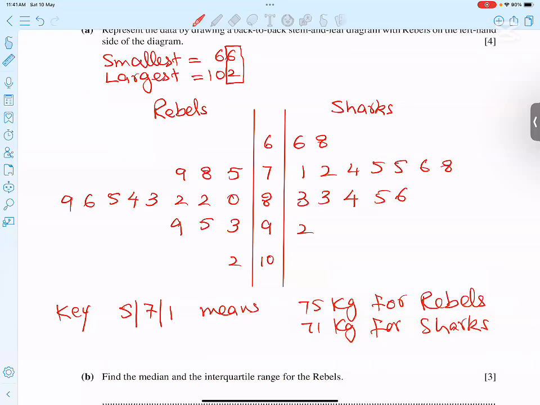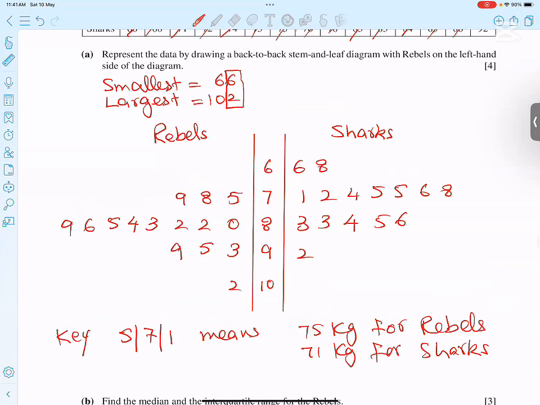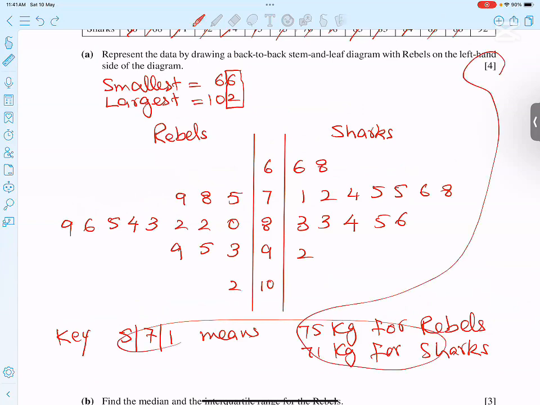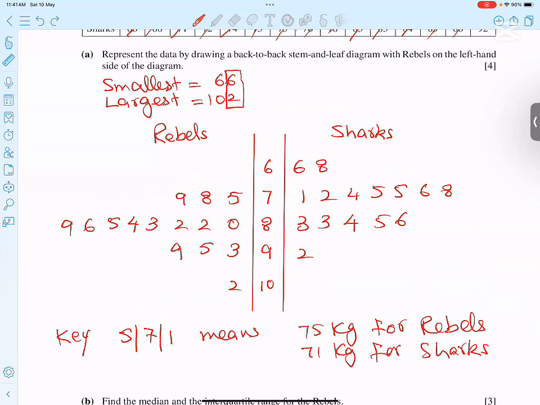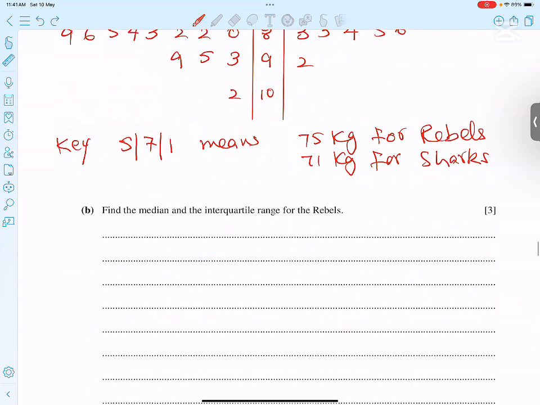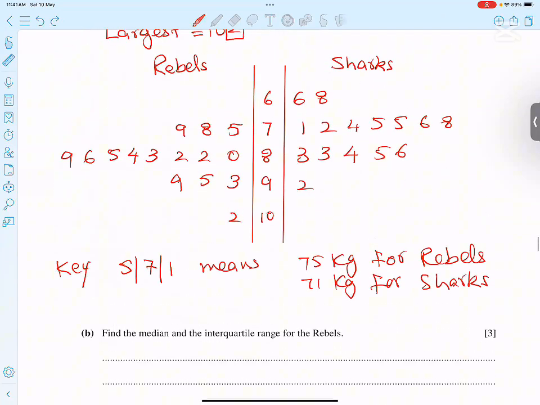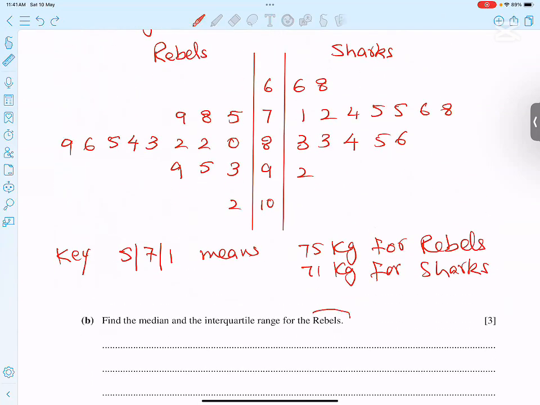All right, so this is done. So 3 marks, 4 marks. What is my belief? 1 mark is for the key for sure, and the remaining marks are for the back-to-back stem and leaf diagram. Then let's talk about the median and interquartile range of the Rebels.